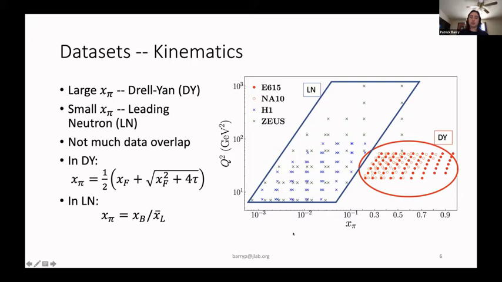And so we can get a good mapping between the high and low X regions by making use of these two data sets. However, you notice that there is very little overlap between these two regions. So we look forward to more data and more observables that can fill in this middle region so that we can really test the universality of these PDFs.